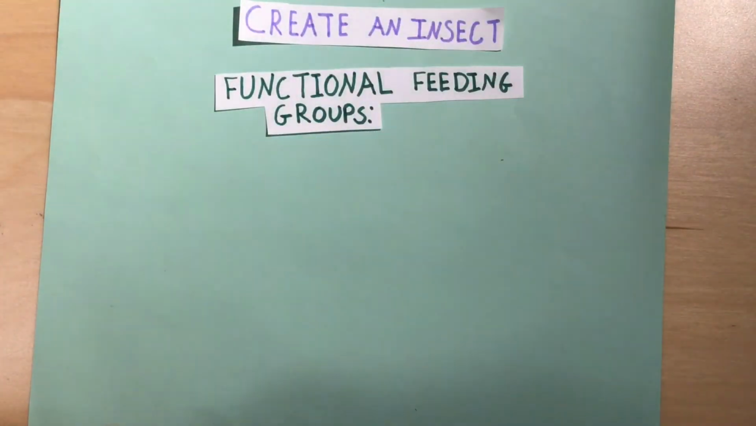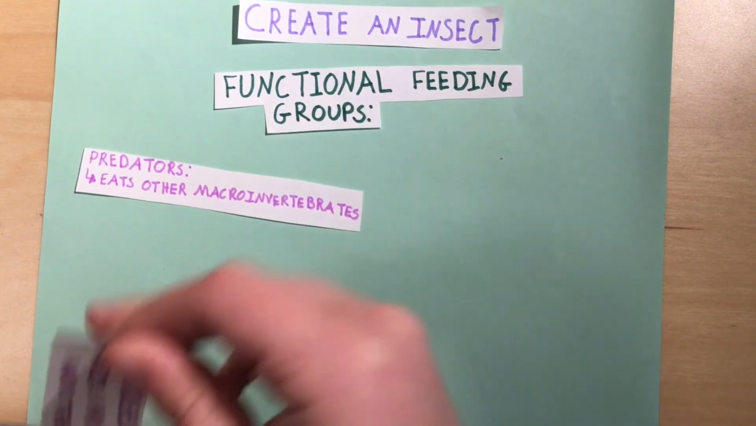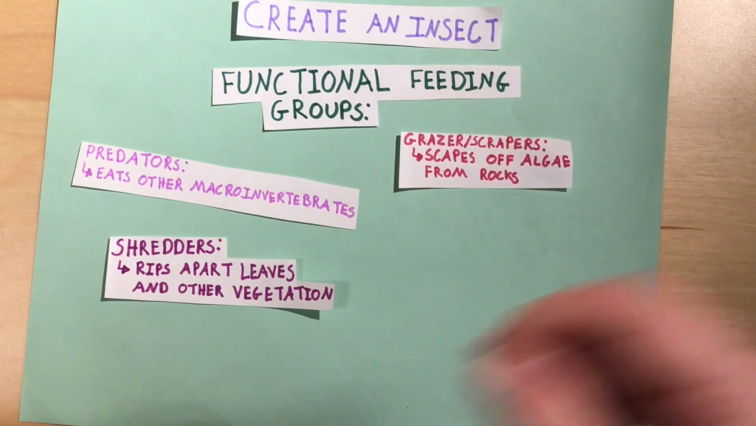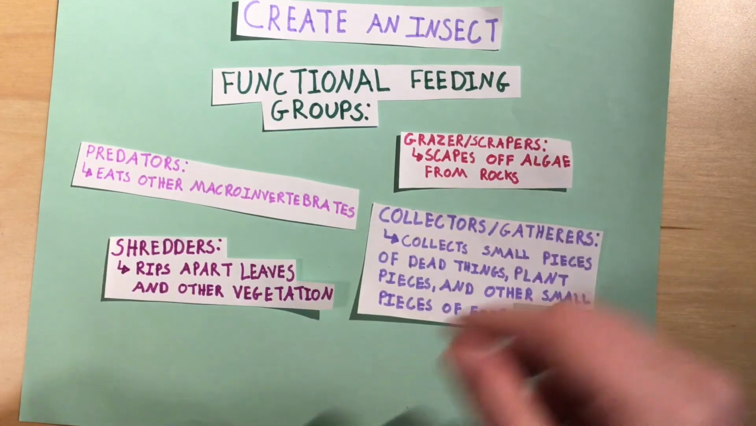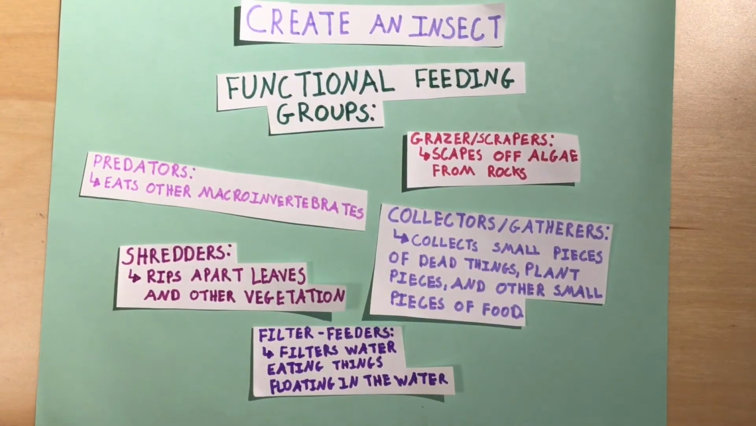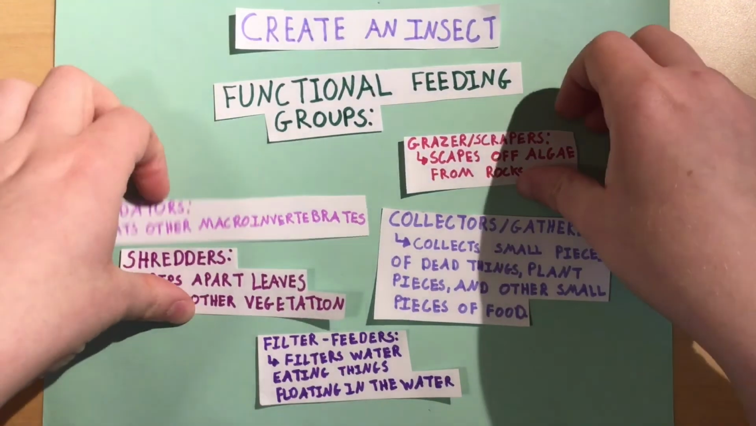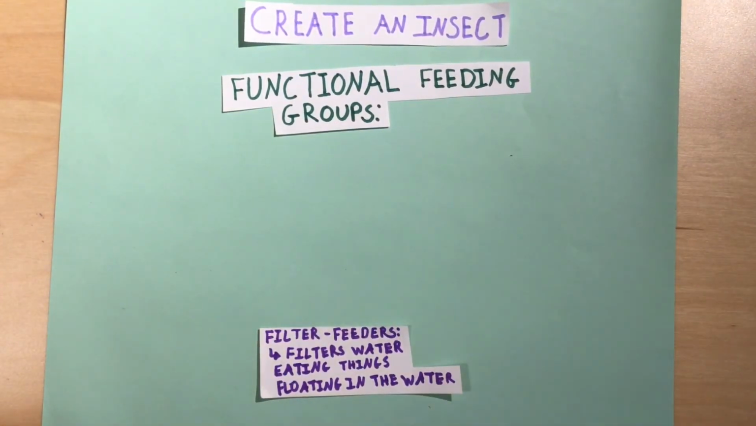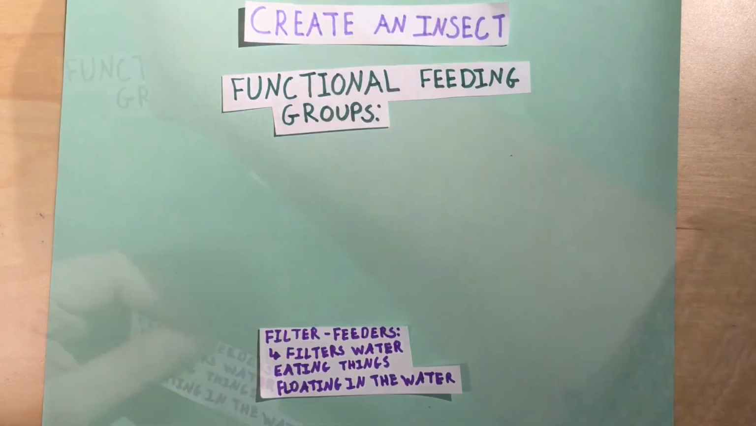And again, these functional feeding groups, I'm going to put them down here really quickly. So we have predators, we have shredders, we have grazers and scrapers, we have collector and gatherers, and lastly, we have our itty-bitty baby filter feeders. So with this, you are going to pick a functional feeding group that you are going to then create your insect off of. So for me, I think filter feeders are pretty cool. So I'm going to choose that as mine, and I'll draw my insect for you. That is a filter feeder, and we'll come back together in a little bit.